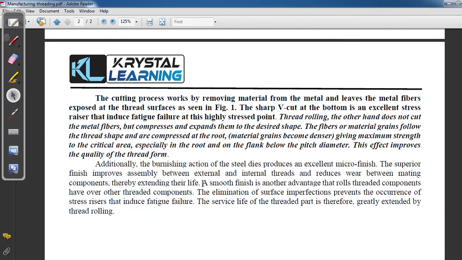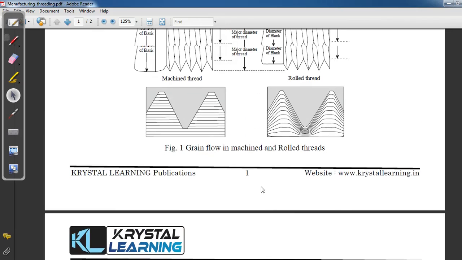Another advantage of cold threaded components over other components is a smooth finish. We see the elimination of surface imperfections, which prevents the occurrence of stress raisers that induce fatigue failure. In thread rolling, the surface imperfections are eliminated by compressing the material. If there are no or fewer surface imperfections, then stress raisers will reduce, which in turn reduces fatigue failure. So we see that a smooth surface finish is achieved in thread rolling. These are some advantages of the thread rolling process.